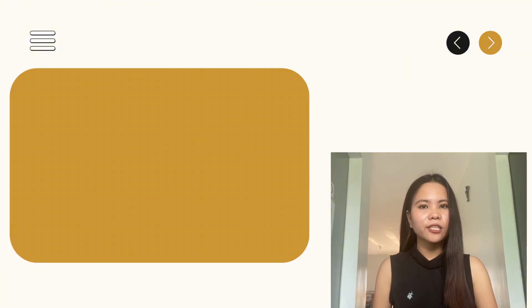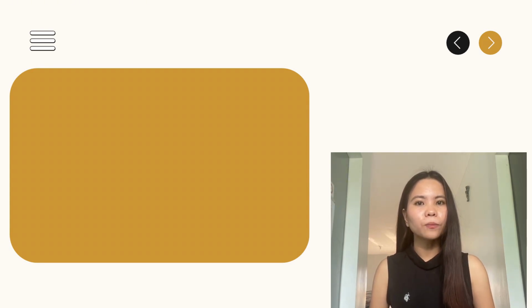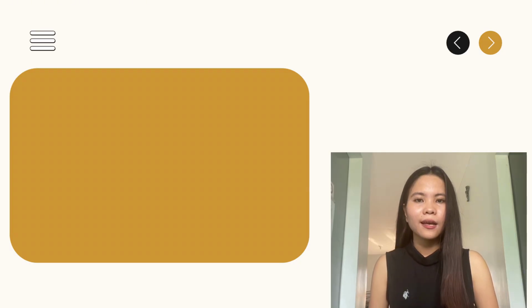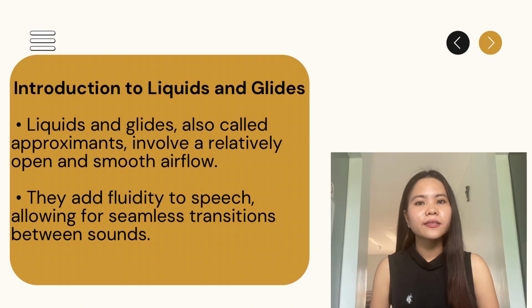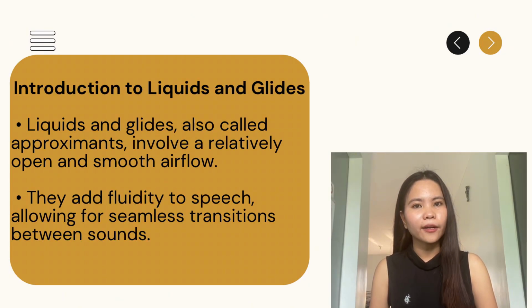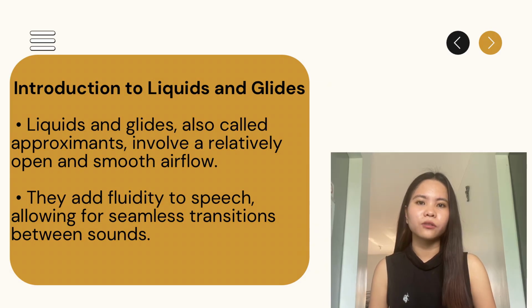Now that we have explored stops, fricatives, affricates, and nasals, let's turn our attention to two more manners of articulation, which are liquids and glides. These sounds are often grouped together as approximants because they involve relatively open and smooth airflow compared to other consonants. They add fluidity to speech, allowing for more continuous transitions between sounds.